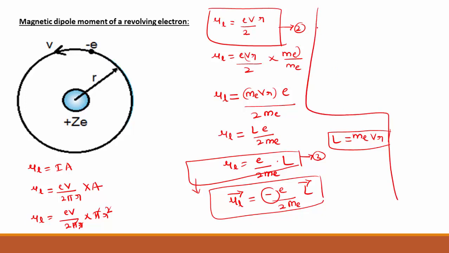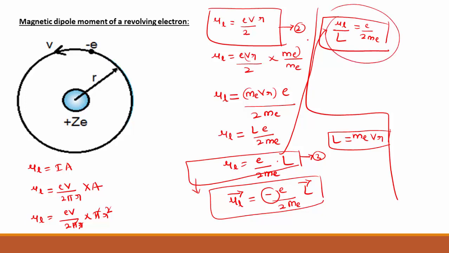Therefore, using equation number 3, the ratio of the magnetic moment associated with the revolving electron to the angular momentum, mu L divided by L, is equal to e divided by 2me. This ratio of magnetic moment to angular momentum is called the gyromagnetic ratio, and it is a constant value.